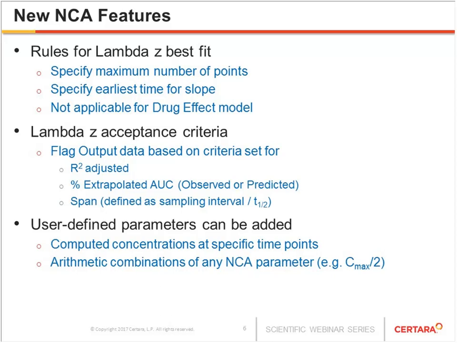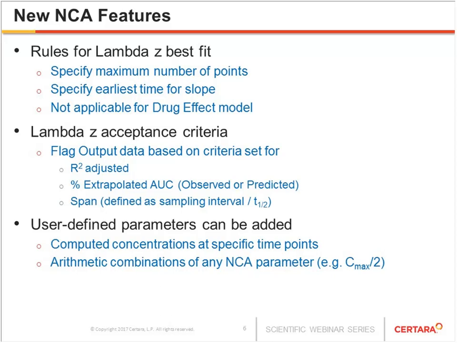And then the last one is a new parameter that was requested to be added called span, which is the sampling interval for Lambda Z divided by the half-life. Normally you want a sampling interval to be 2 to 3 times a half-life calculation. So a common acceptance criteria is span values greater than 2, 2.5, or 3.